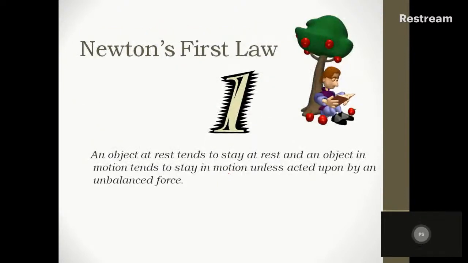First law of motion: an object at rest tends to stay at rest, and an object in motion tends to stay in motion unless acted upon by an unbalanced force. For example, there's a pen on the table. As you can hear the sound, there's a pen on the table. Now, I saw the pen here.